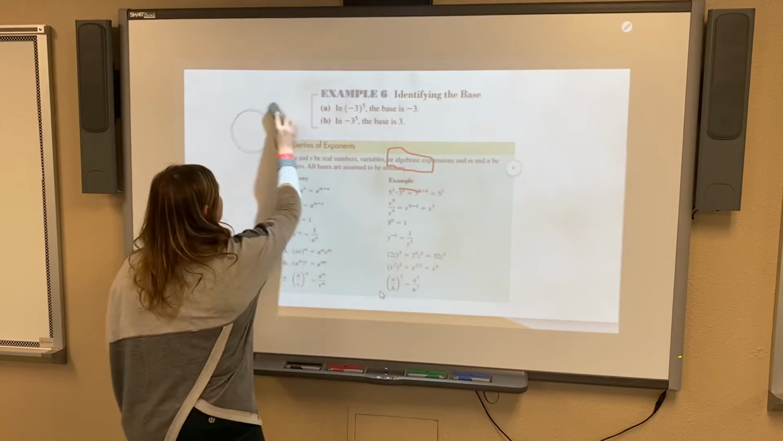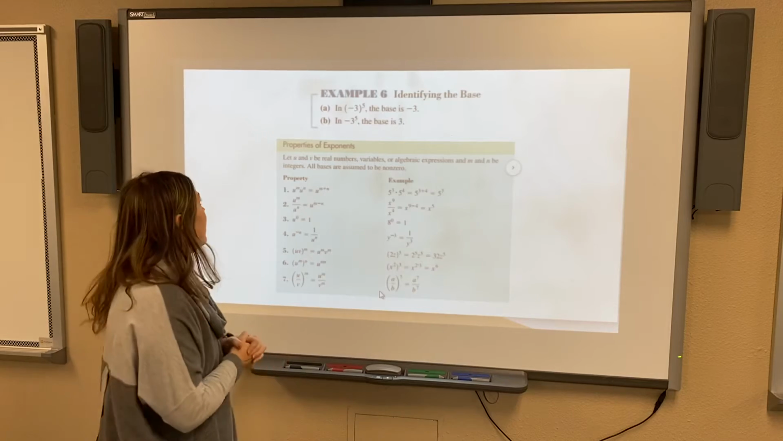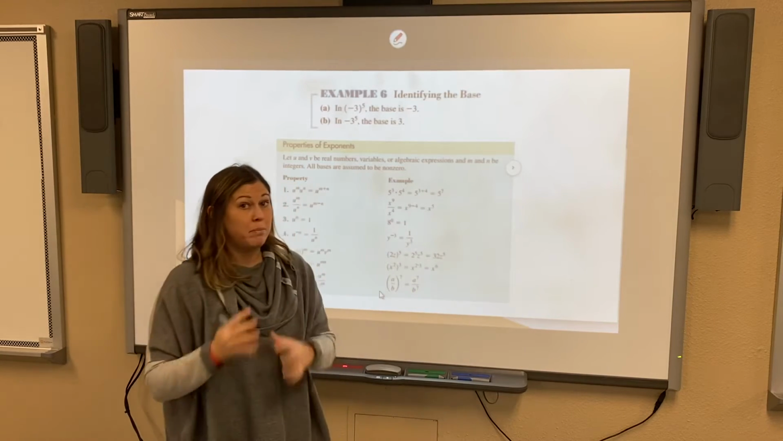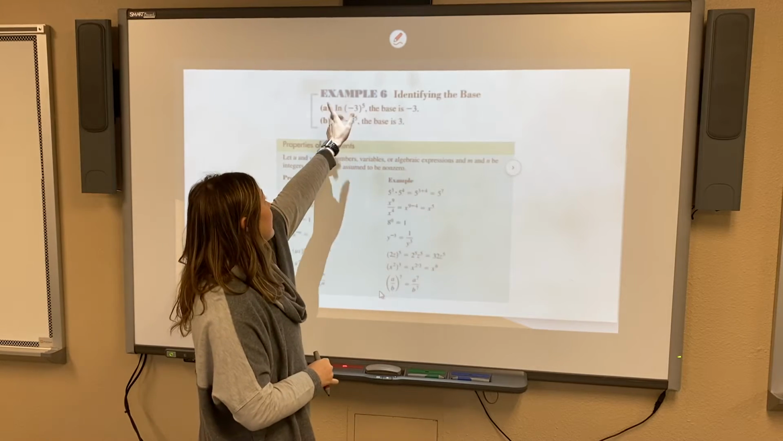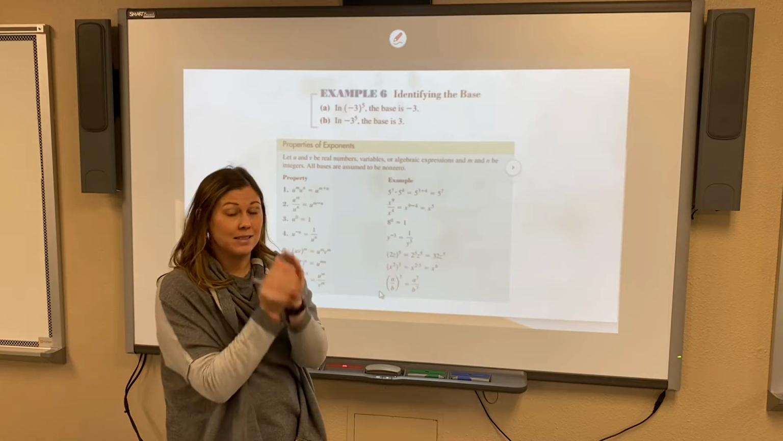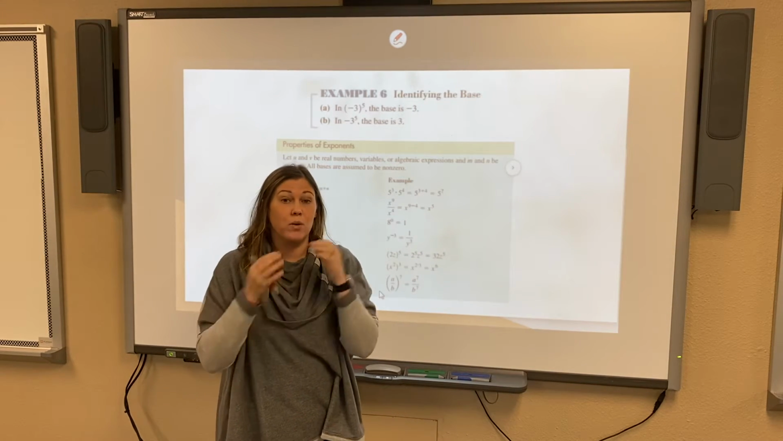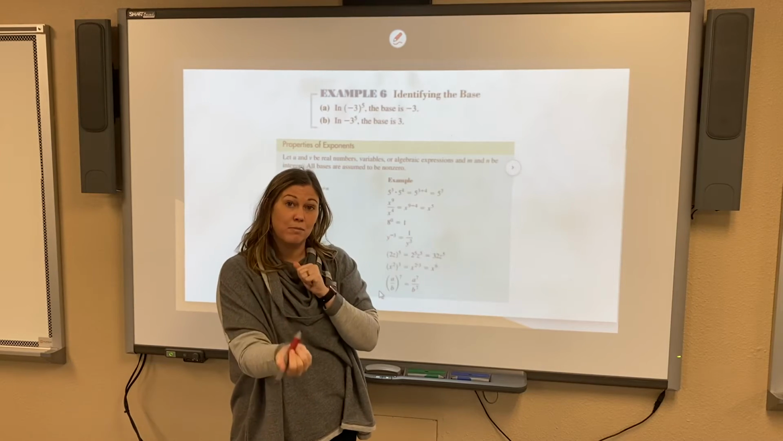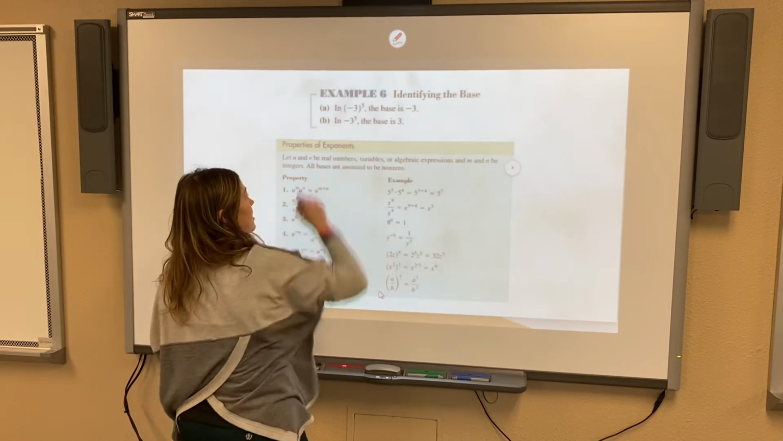I'm going to erase this. Now let's talk about some exponent properties, the base and the exponent. If we have -3 raised to the 5th power, your base is the -3. Your base is what's being raised to the exponent. So -3 in parentheses raised to the 5th power, your base is -3, and your exponent is 5.